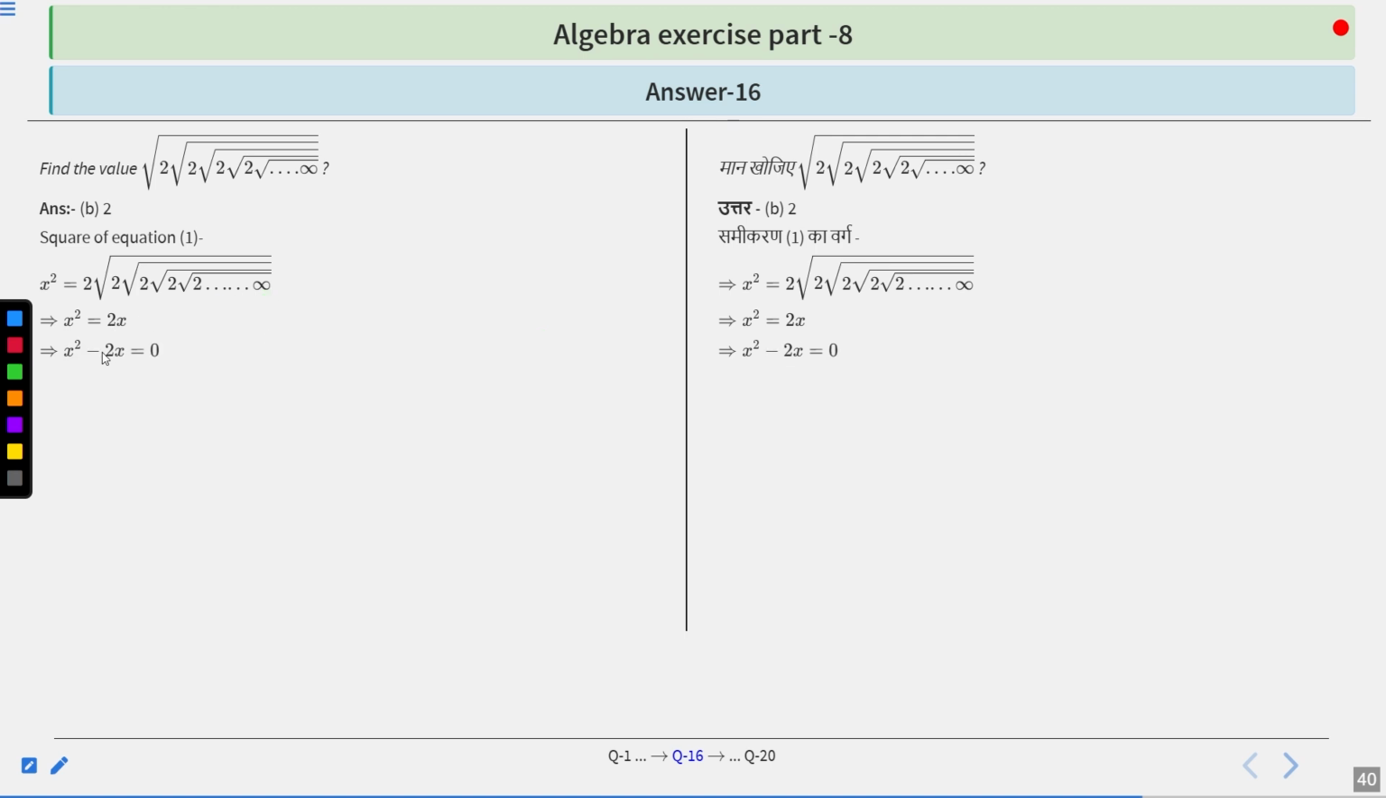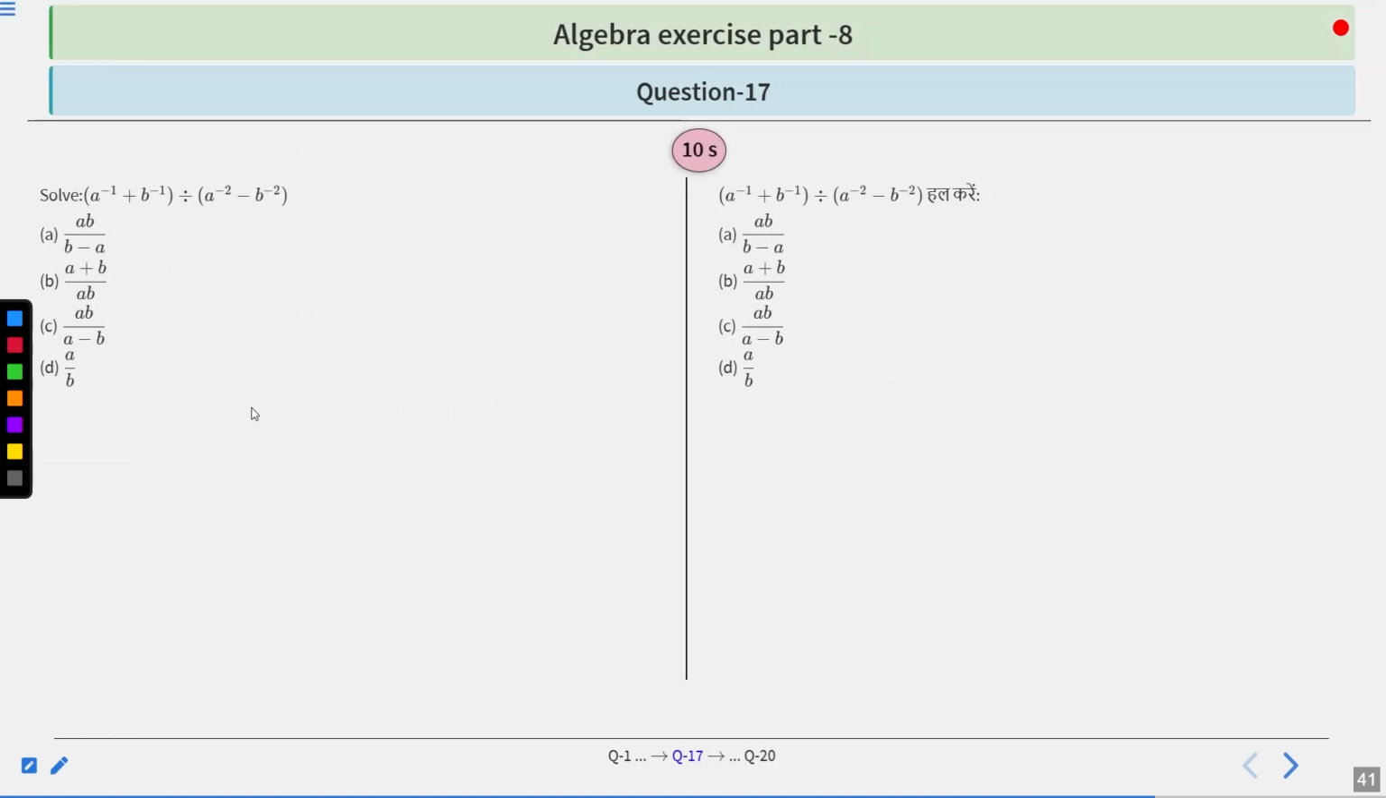Therefore, x square minus 2x equal to 0 is the equation. Taking x common, we get x into x minus 2 equal to 0. So the value of x can be either 0 or 2, but we can't take x equal to 0. Therefore, x equal to 2 is the required answer. Option number B is correct.